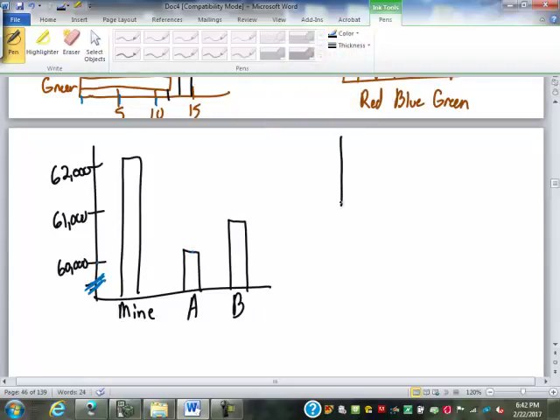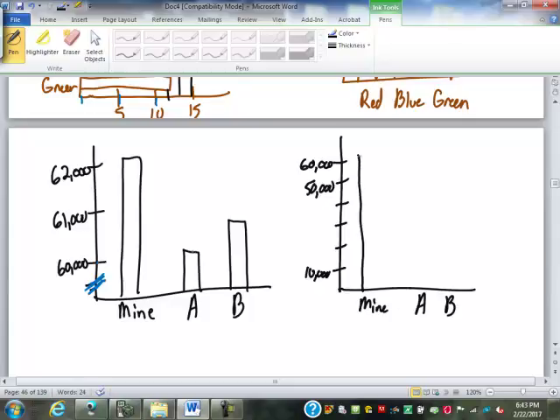If this graph had been done to scale, let's put that at 10,000. Well, this is 50,000, 60,000. Starting at 0, mine would be about like that. Company A would be about like that, and company B would be about like that. Now you can still tell mine is slightly larger than theirs, but they're really, really close to the same size.